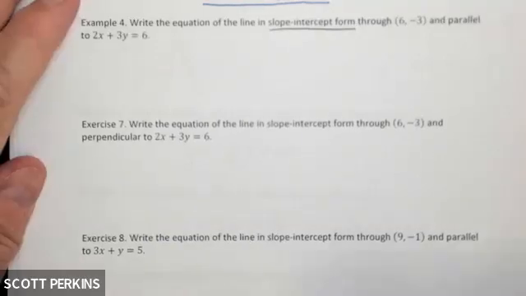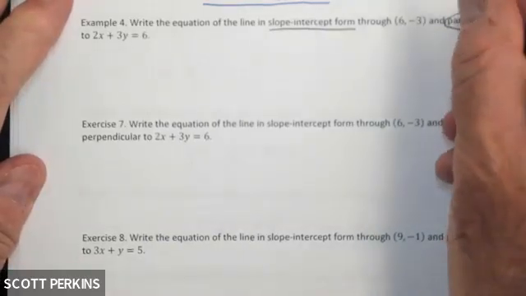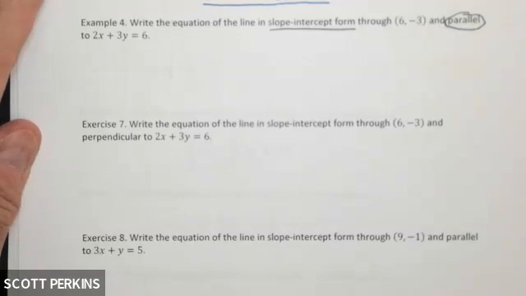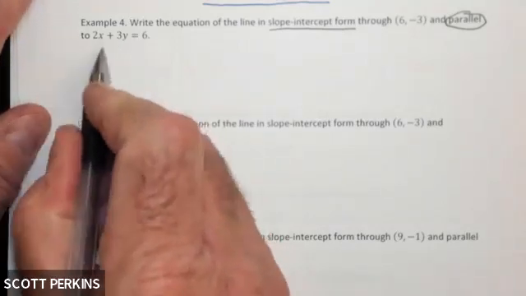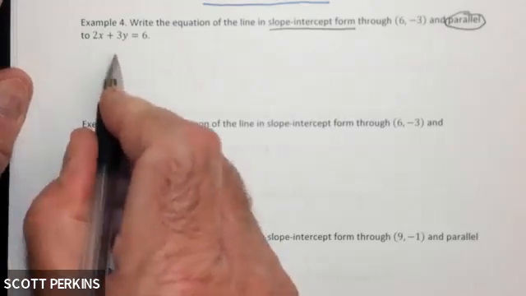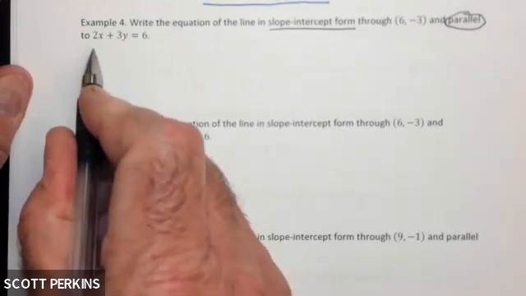Yes, remind me, this word parallel, again, more review of what we did last time. The word parallel, what does that mean? Same slope. So what that means is I want my line to have the same slope as this line right here. So that means I have to find the slope of this line right here. How am I going to do that?